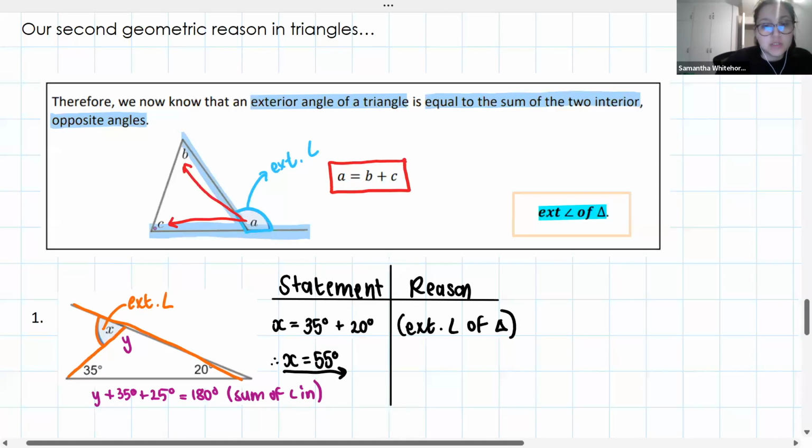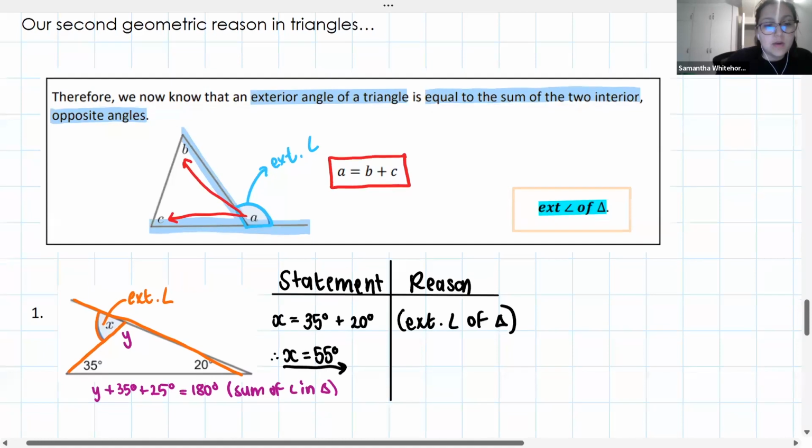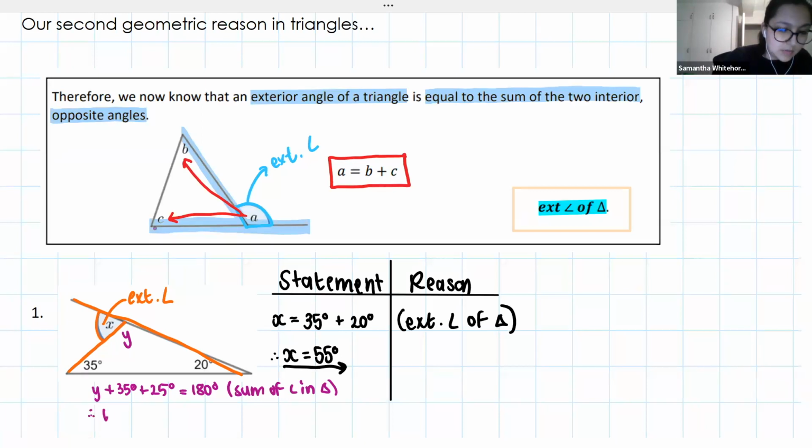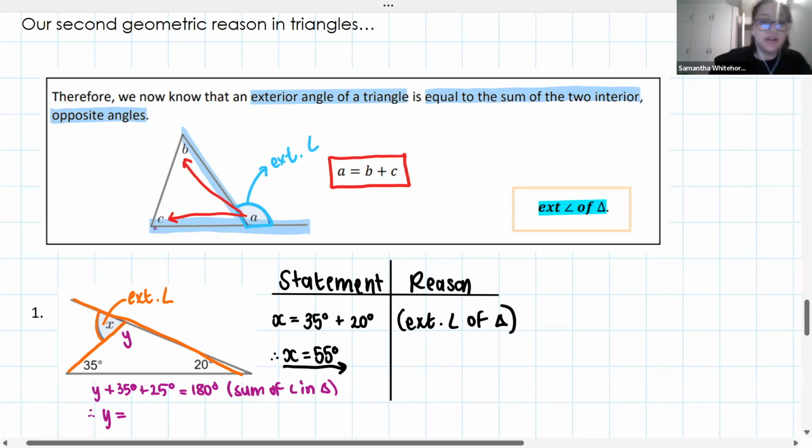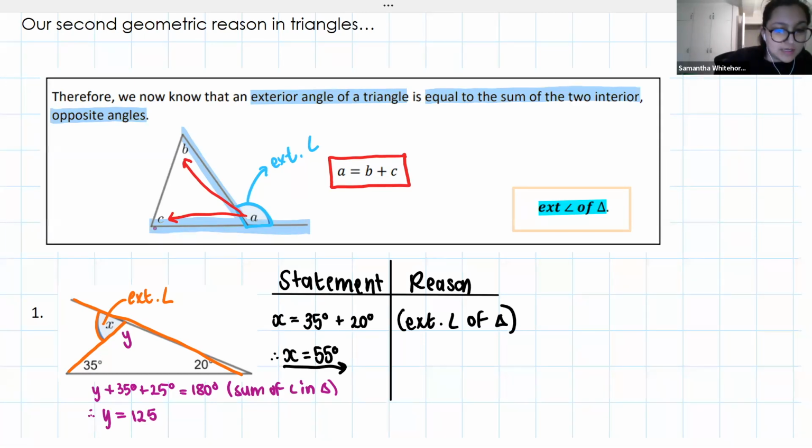I am just going to shorten my step here, guys, just to save some space. But if I now say 180 minus 35 minus 125, I get that Y is equal to some value that my brain has just decided it doesn't want to do right now. So let's get a calculator. There we go, 125. So Y is equal to 125.